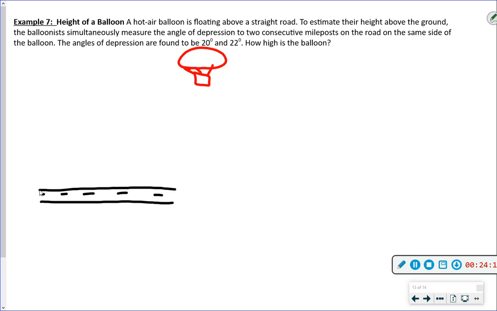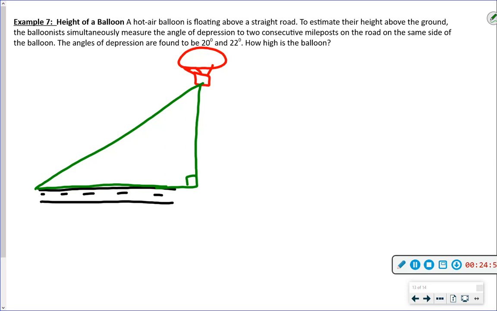To estimate their height above the ground, okay? So remember, height always makes a right angle. So straight down, that's going to be easy to do. The balloonists simultaneously measure the angle of depression to two consecutive mileposts on the road. Okay, so I'm going to extend this a little bit in green. So the height to the balloon, here's my right angle. So you can see your right triangles happening here. Now you've got your two consecutive mileposts on the same side of the balloon. So we've got our mileposts on the road here.